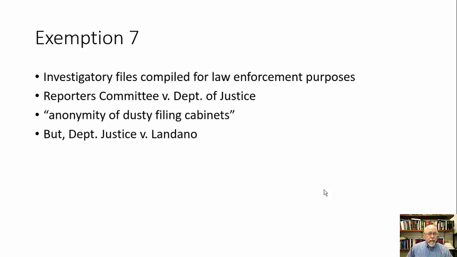The Court upheld Exemption number 7, and the justices talked about the anonymity of dusty filing cabinets. What they were saying is, we were moving into an age of computerized records, where you could just enter a few keystrokes and it would call up everything you wanted to know. And the justices were concerned about that. They said, yes, the reporters could go to the 50 states and look in those 50 states and get the information, and that would be fine. They would have no problem with that.